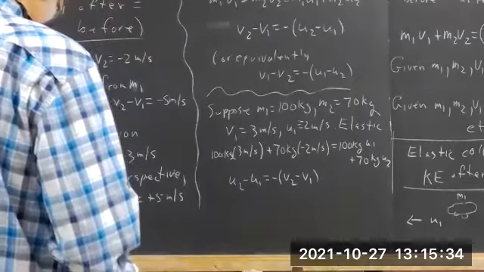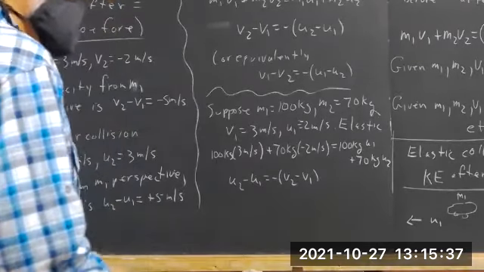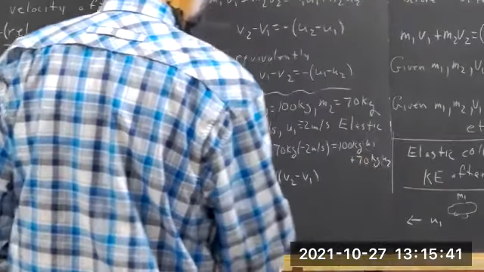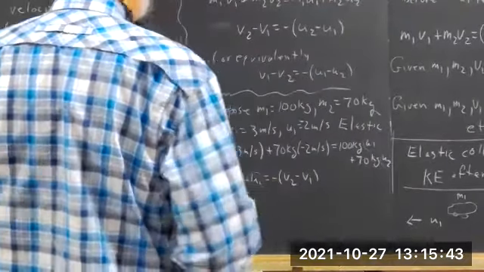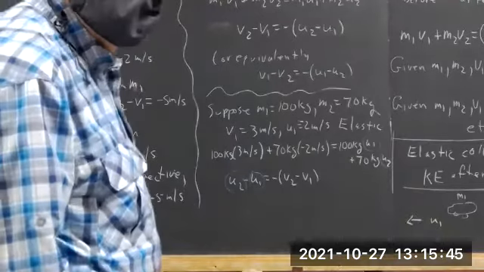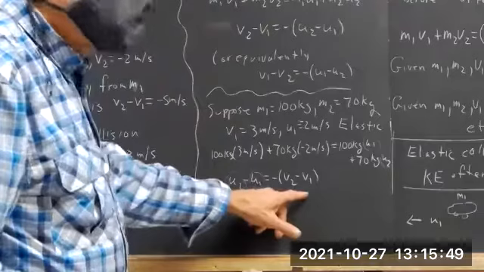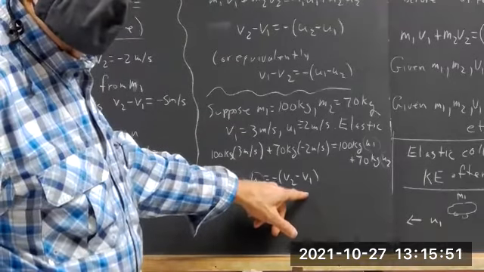So what have I got? I've got 2 equations with 2 unknowns, right? Now, V2 and V1 aren't unknown, right?